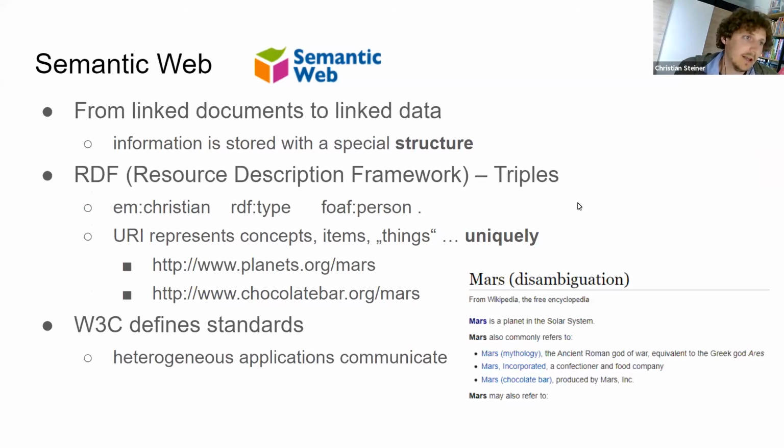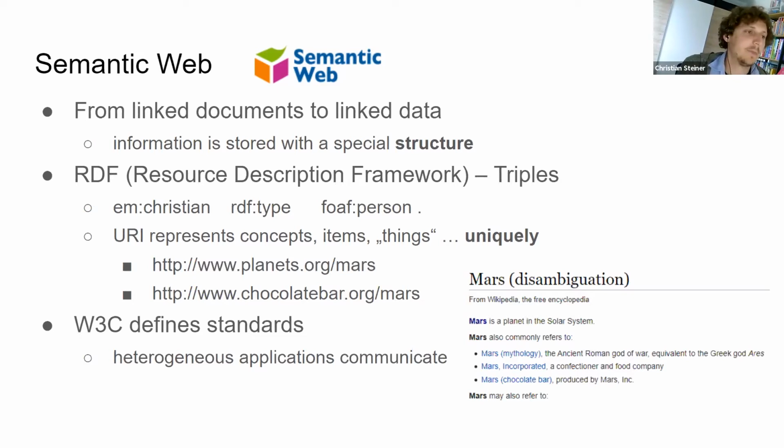How do we do that? We have to store our information with a special structure. And this special structure is called RDF, Resource Description Framework. This structure allows us to store data in so-called triples. Triples are very simple sentences, so to say. It resembles human language a lot.